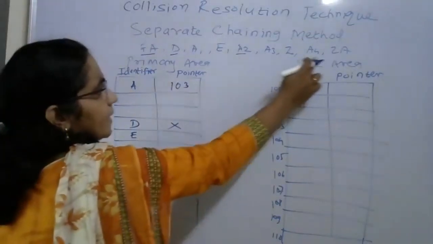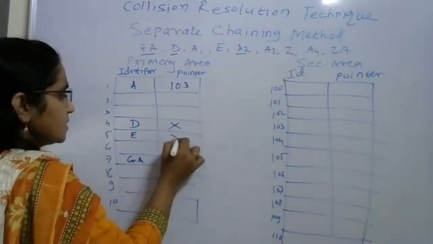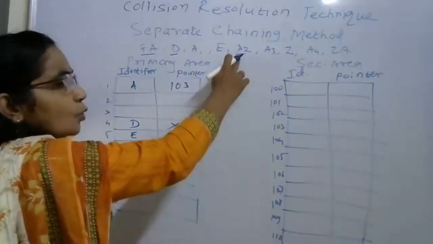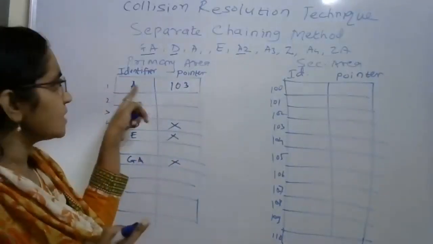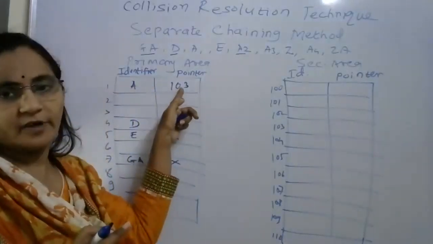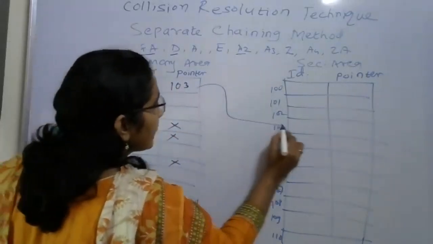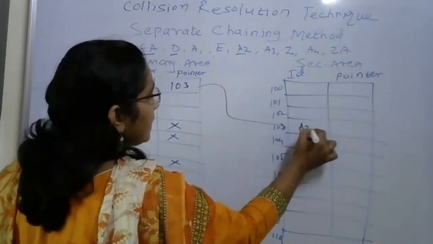There is no other record identifier that starts with E, so you just keep it crossed here. Now A2. Yes, again A2 has the same address 1, but 1 is already filled. So you just look at the pointer field. The pointer has given 103. So the next colliding record is stored at 103, and that is A2.